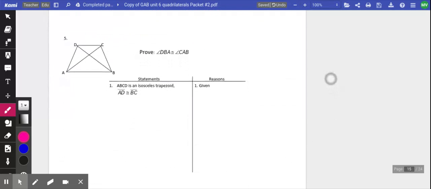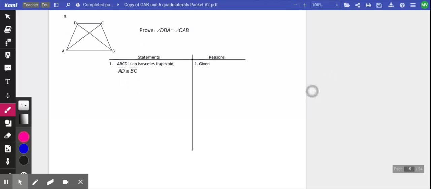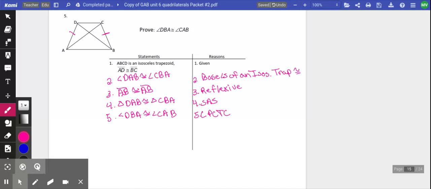So here's our last proof for today. So again, I want you to pause and try it and then come back and check. Okay, so for this proof, we already knew that ABCD is an isosceles trapezoid with AD congruent to BC. So I went ahead and said that angle DAB, which is this larger angle over here, is congruent to angle CBA, which is this larger angle over here, because the base angles of an isosceles trapezoid are congruent. I then said that AB is congruent to AB, reflexive property.